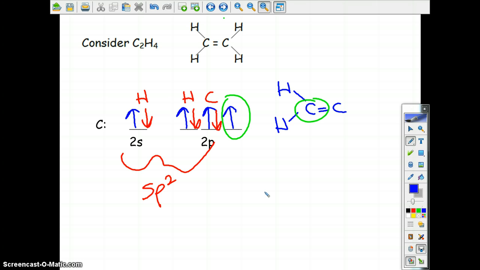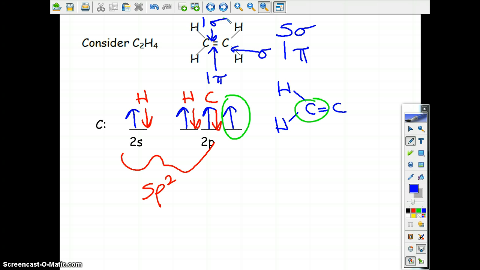Every CH bond is sigma, and one in the middle. So we would say in this molecule that we have 5 sigma and 1 pi, because each of these is a sigma. And then in the double bond, we have 1 pi and 1 sigma. It doesn't matter which is which, but that's the way it works. So make sure you count all those outside bonds.